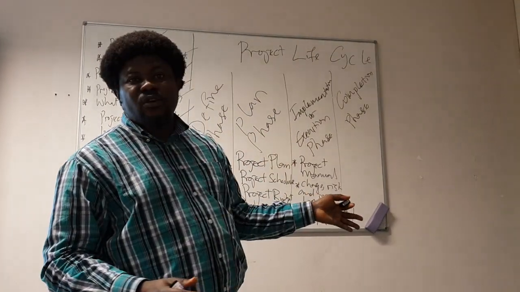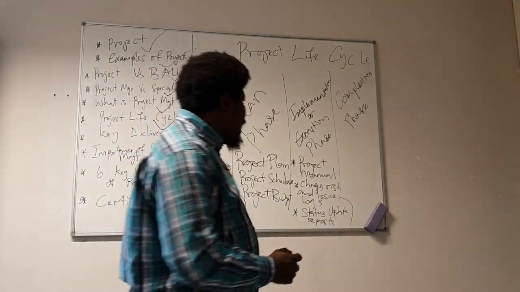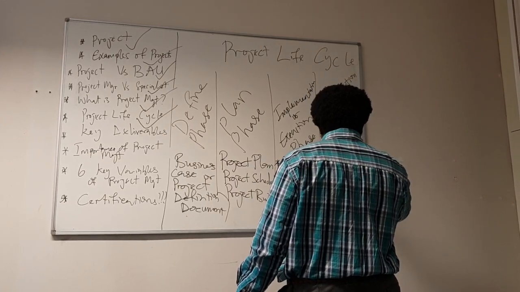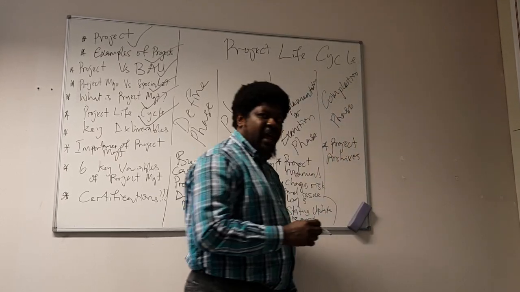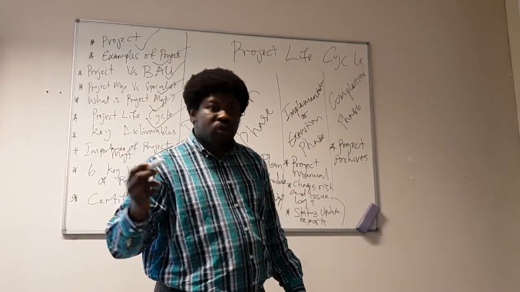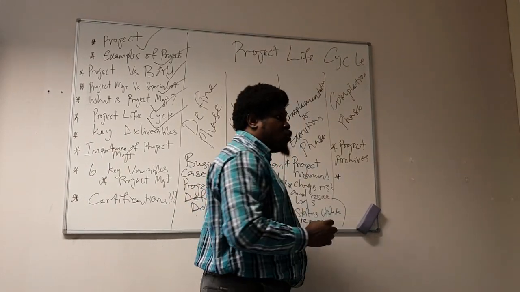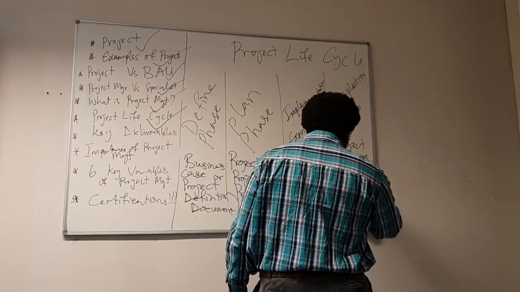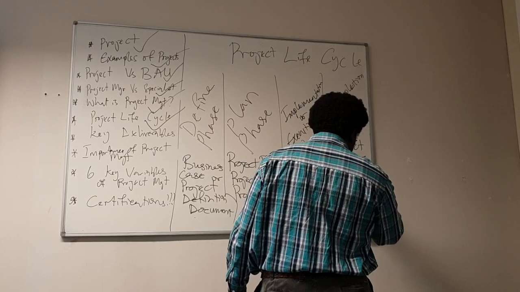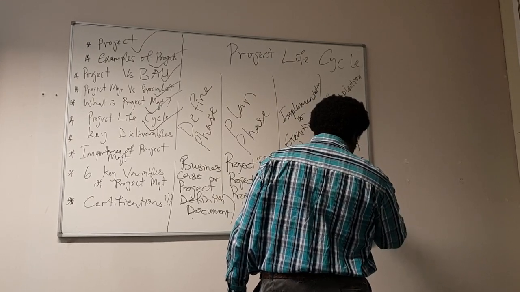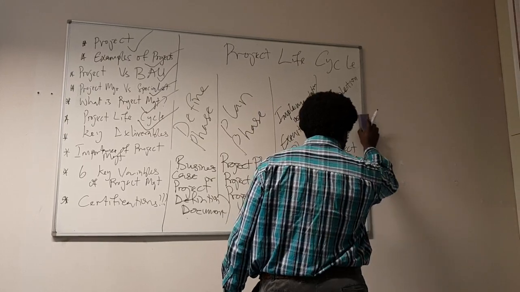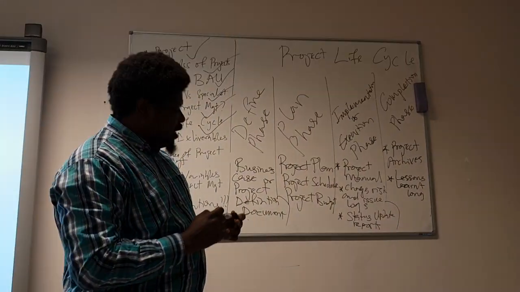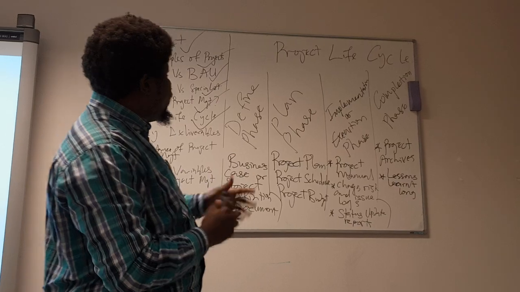And now, once the project is completed, the deliverables to be expected are the project archives. The project archives is where you store everything that happens within the project, which can be used for future projects. Then you have the lessons learned log. So you have the project archives and the lessons learned logs. And these are the deliverables within the project life cycle.